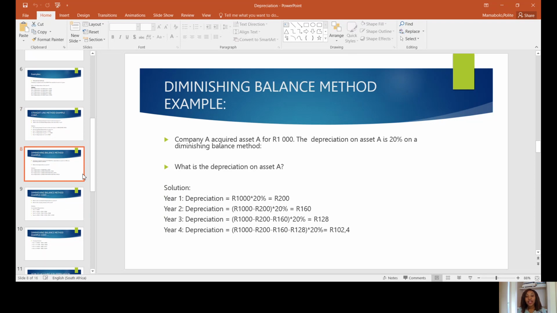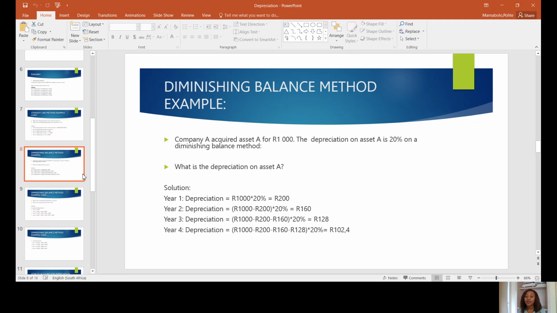So, and then the very same example, we're going to use it with the diminishing balance method. Company A acquired asset A for 1,000. The depreciation on this asset is 20% on a diminishing balance method. What is the depreciation on asset A at the end of year 1 up until year 5?